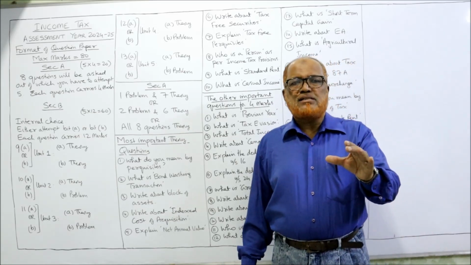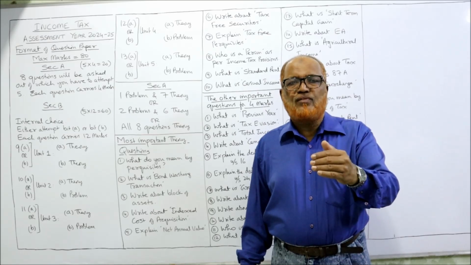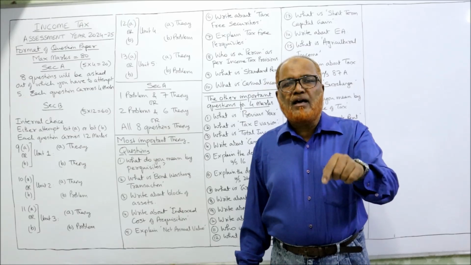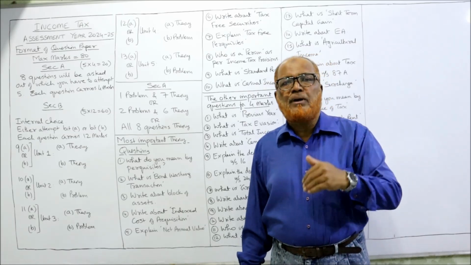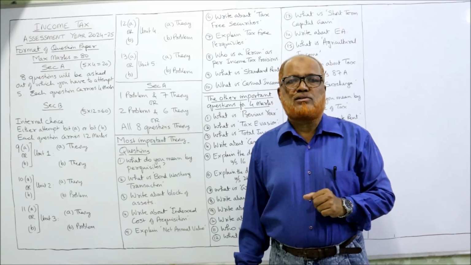A bond washing transaction is an act where an assessee will transfer some asset just before the due date with an agreement that after the due date he will repurchase it. The purpose is to avoid the tax.